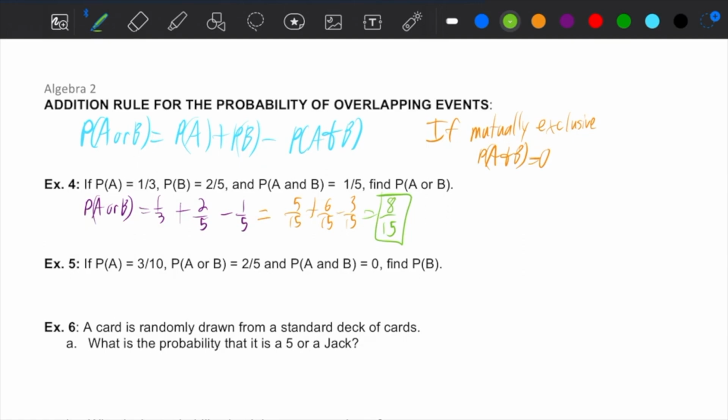So once again, we just follow the same pattern we did earlier. This time we were just given numbers, compared to example 3 where we found them from the Venn diagram. And this time we also had to get common denominators.